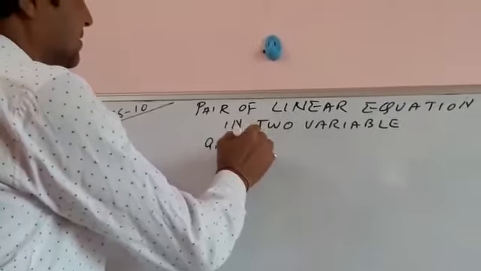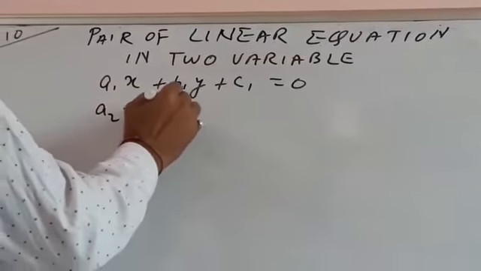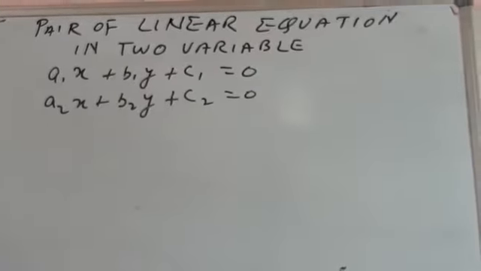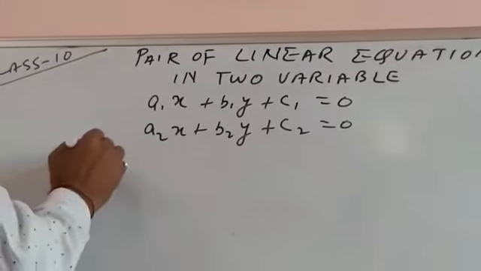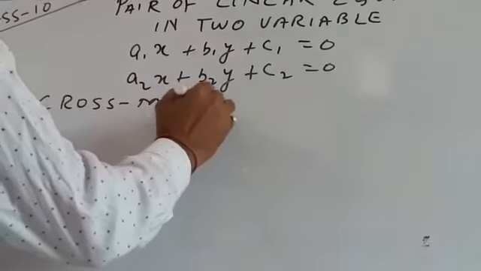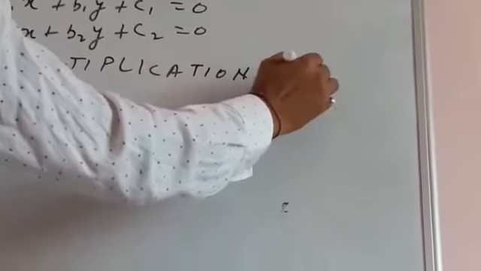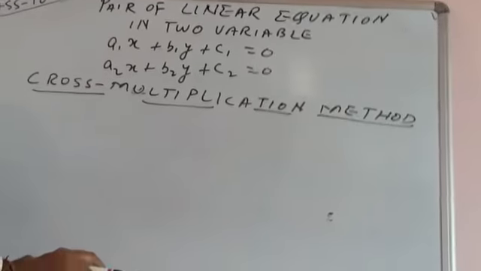So this is a1x plus b1y plus c1 is equal to 0, and a2x plus b2y plus c2 is equal to 0. And now one more method, which is the cross multiplication method, as its name is cross multiplication. This is one of the algebraic methods, and it is most suitable to solve a pair of linear equations in two variables which has a unique value.